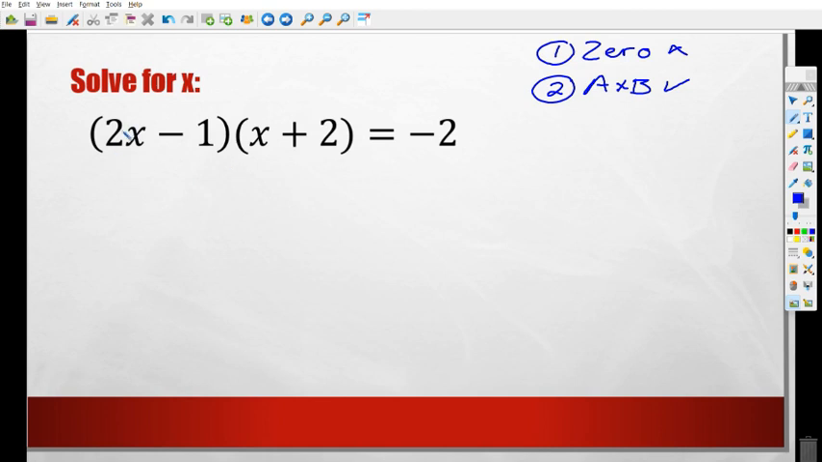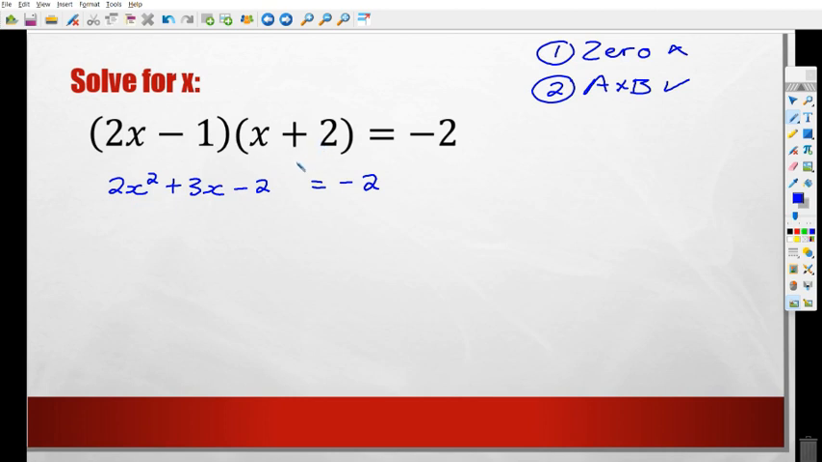So 2x times x is 2x squared. Now take note, we've got 2x times positive 2. Sorry, let me just get some shortcuts here. So 2x times 2 is 4x minus x, positive 3x, right? And then we've got minus 1 times positive 2, minus 2 equals minus 2. Now I've treated this as a linear equation, but now I'm not quite sure it's a linear equation anymore.